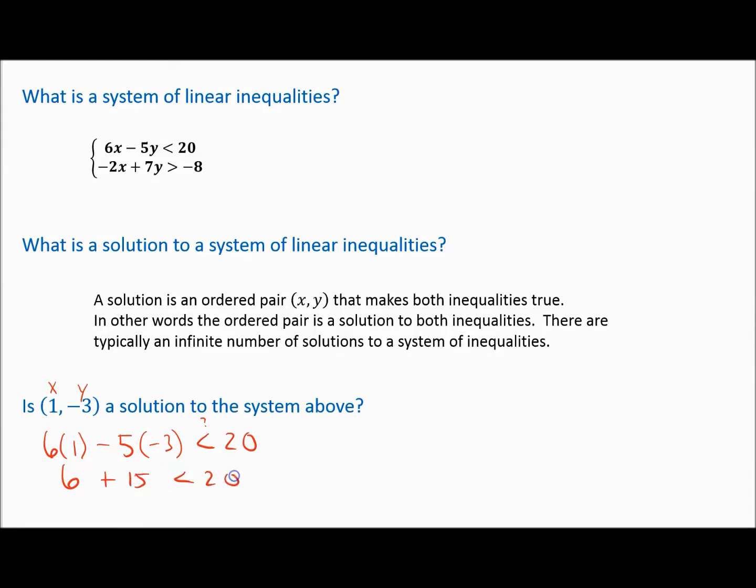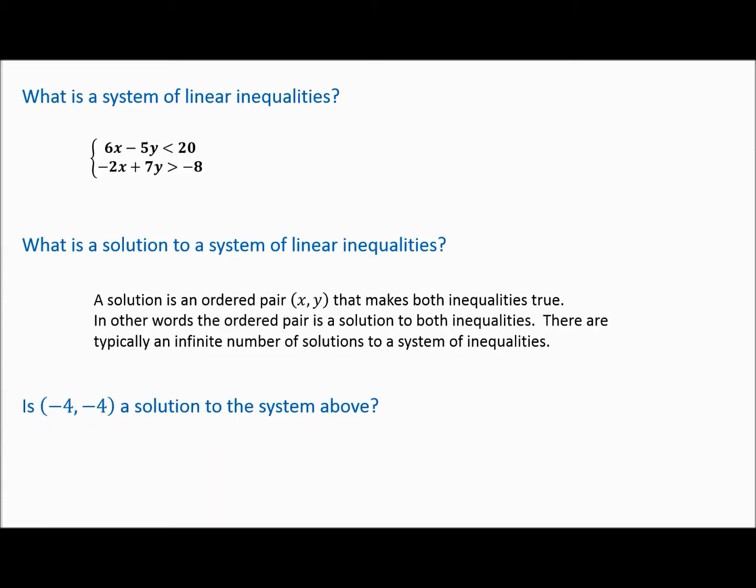Is that less than 20? Well, 21 is less than 20? It's not true, right? This is a false statement. So we know that not only is (1, negative 3) not a solution to the first inequality, it's not a solution to the system either. Now you could check the next one, but it's pointless because it didn't even make the first inequality true. You understand? So when you check your x, y value, if it's a system, it must make both inequalities true.